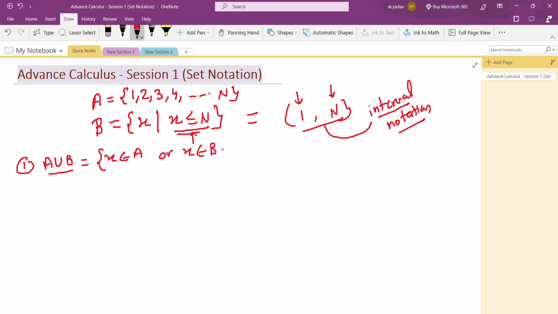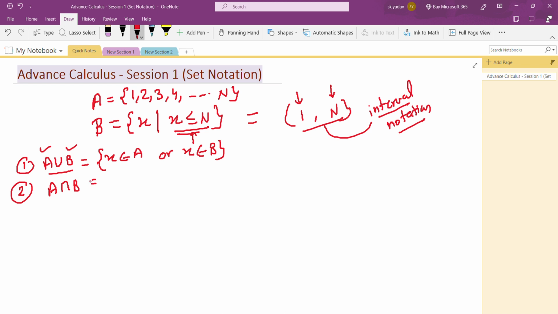Now the question arises: if some values, like here we have 1, 2, 3 up to n, and here also 1, 2, 3, so both have 1, 2, 3. Or means if any one of the conditions is true, it will take that one. So we are not duplicating the values in it. The result has all the values of A and B, and no duplicate values will come in this.